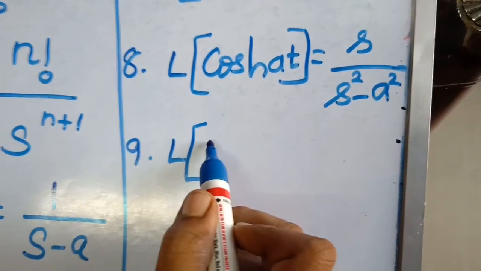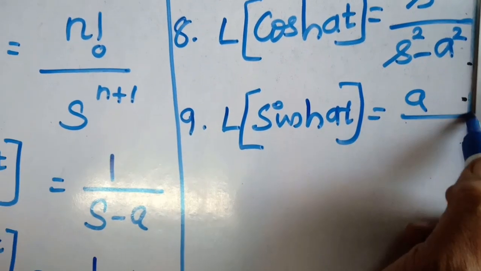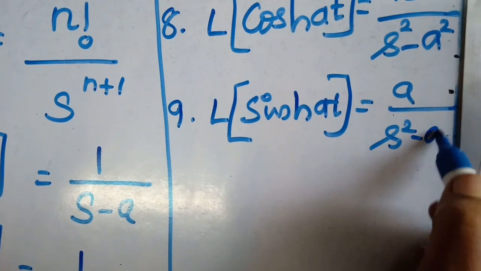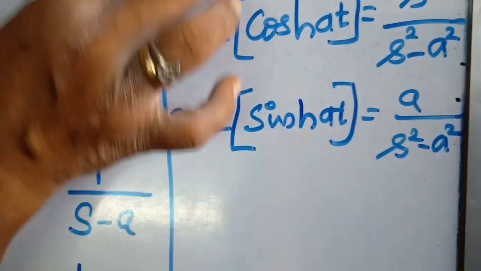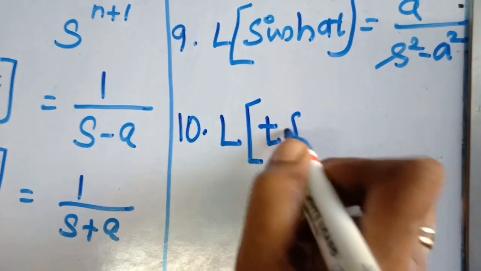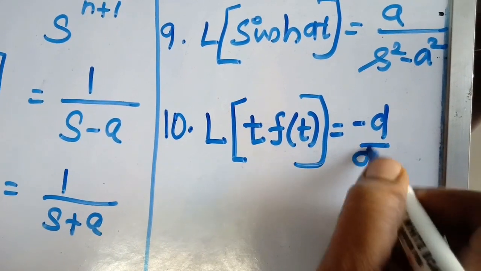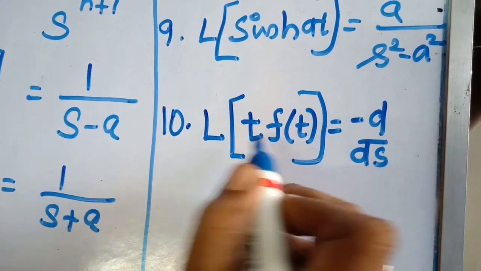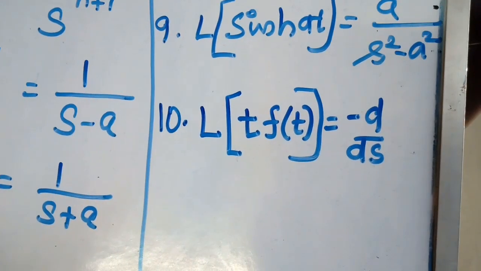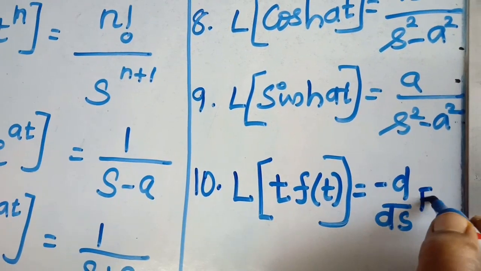Laplace transformation of hyperbolic sin at is a by s square minus a square. So once you are thorough with these two, you can remember these two. And we also have Laplace transformation of t into f of t as minus d by ds of Laplace transformation of f of t. Laplace transformation of f of t is denoted by capital F of s. So this is minus d by ds of F of s.